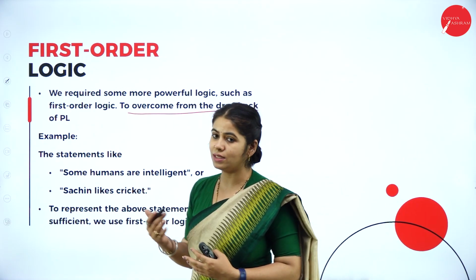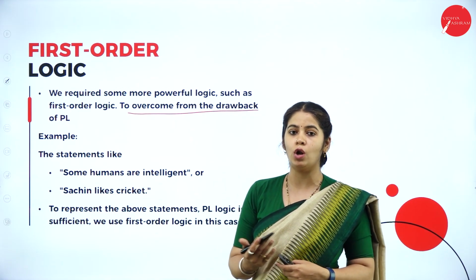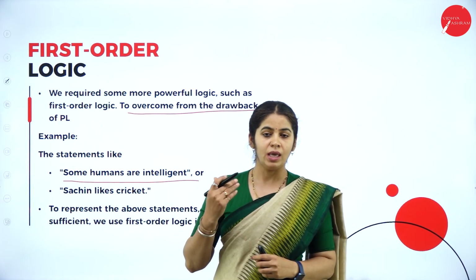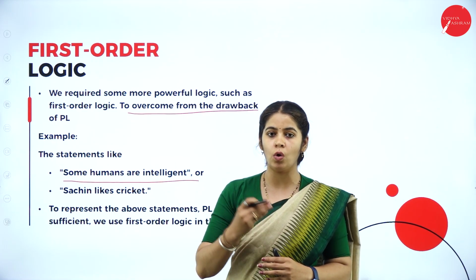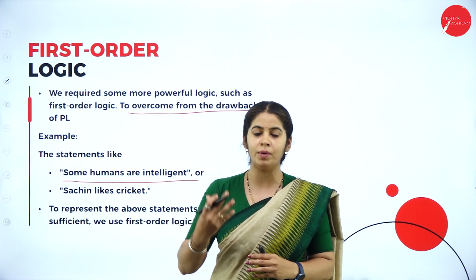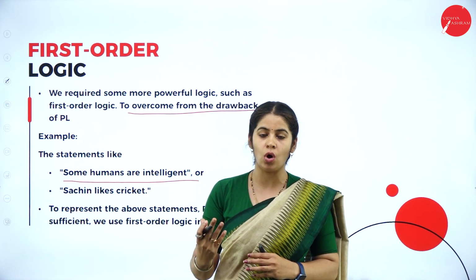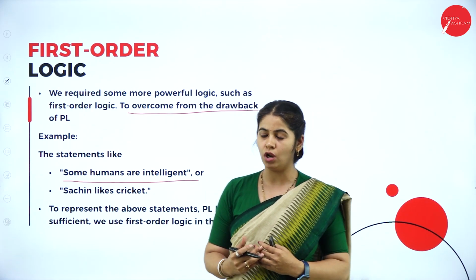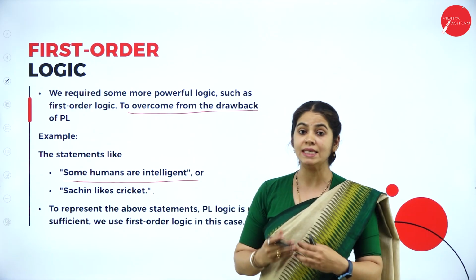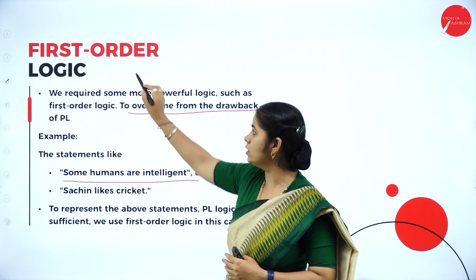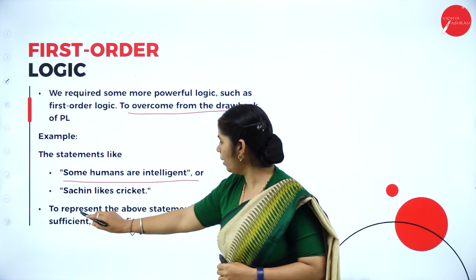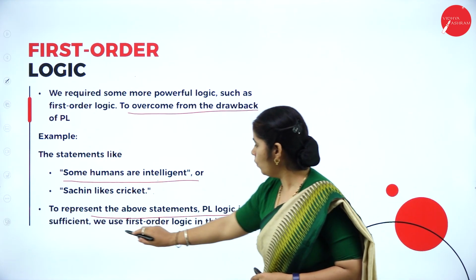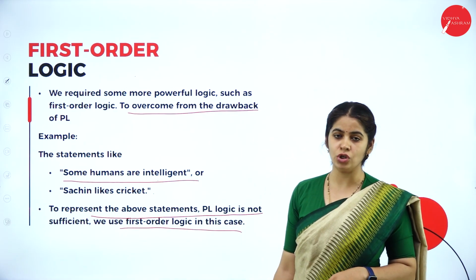So, for example, what propositional logic cannot solve is "some humans are intelligent." We cannot give the answer as true or false, it may or may not be. We have to predict which human is intelligent and which is not intelligent. Such types of sentences cannot be represented using propositional logic. To represent these types of sentences, we use first order logic. So to represent the above statement, propositional logic is not sufficient, so we use first order logic in such cases.